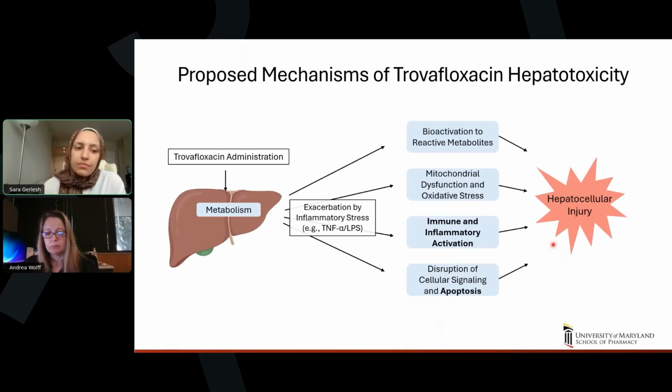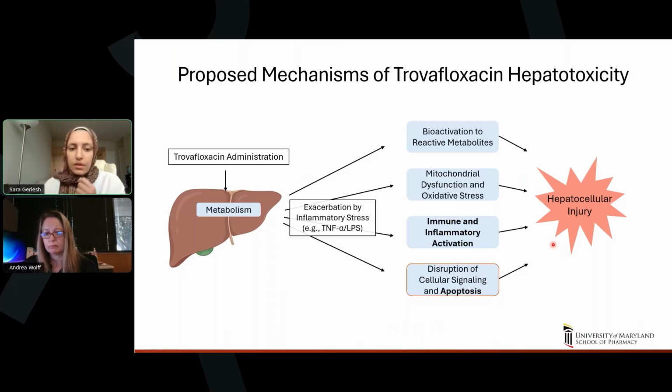Then, based on the literature, trovafloxacin has been shown to cause toxicity through several mechanisms, which also reflects its idiosyncratic nature, or idiosyncratic drug-induced liver injury nature. And these mechanisms involve bioactivation to reactive metabolites, mitochondrial dysfunction, ROS formation, and also immune-related hepatotoxicity, and finally, disruption of cellular signaling and apoptosis.